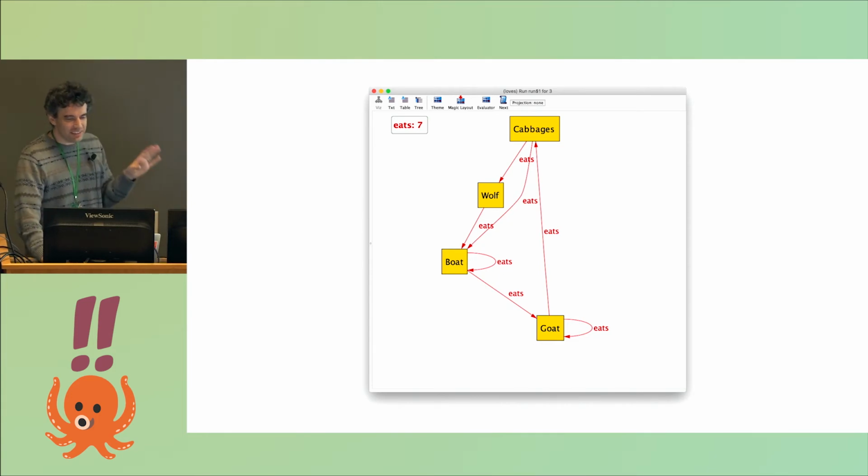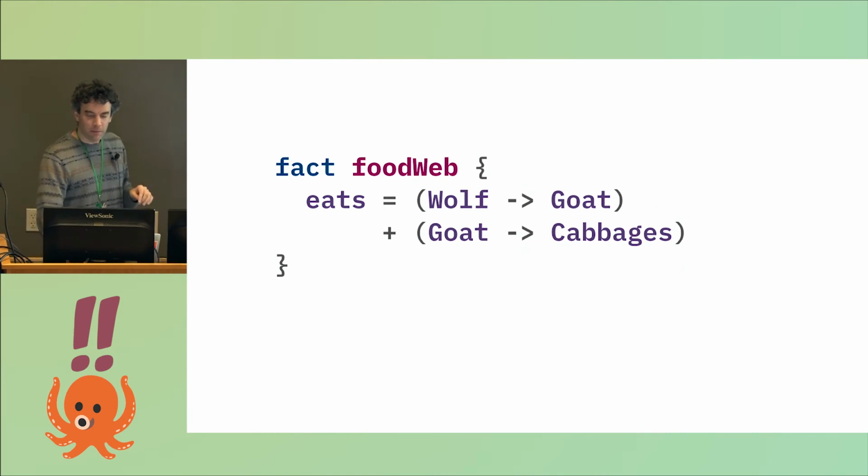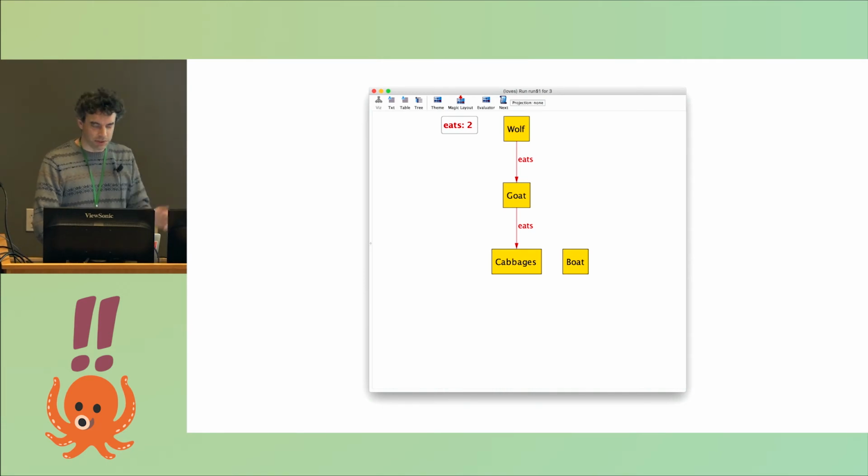OK, Alloy is a little bit creative, and if you want it to tone it down a little bit, you have to tell it what you want to see using something called a fact. This fact says, OK, Alloy, I'm going to tell you exactly what this eats relation contains. Wolf eats goat, goat eats cabbages, that's all. And now we get just the one picture.